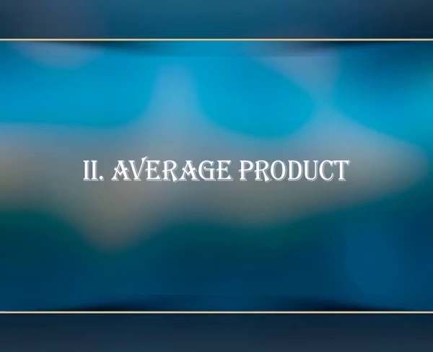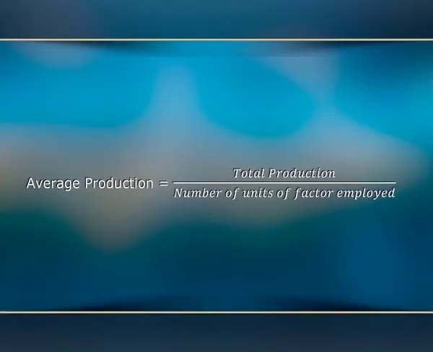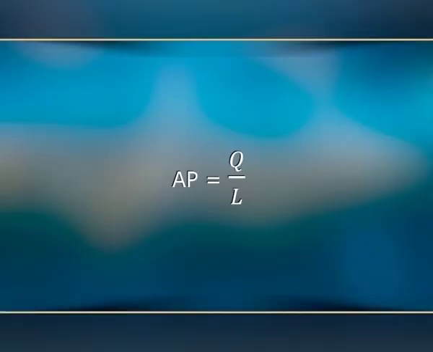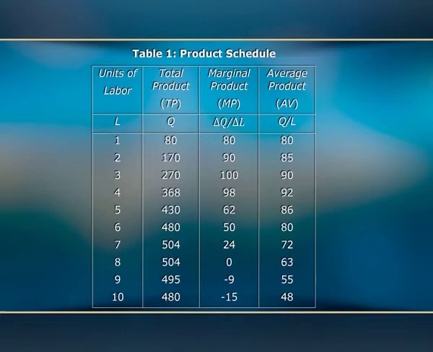Second, average product. It is the total output produced per unit of a factor employed. Thus, average production is equal to total production divided by the number of units of factors employed. If Q stands for total product, L for the number of a variable factor employed, then average product AP is given by AP equals Q by L. We can measure the average product from the data given in table 1.